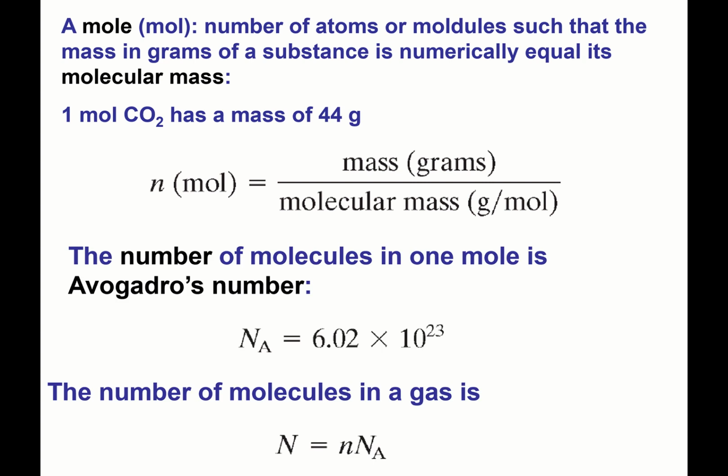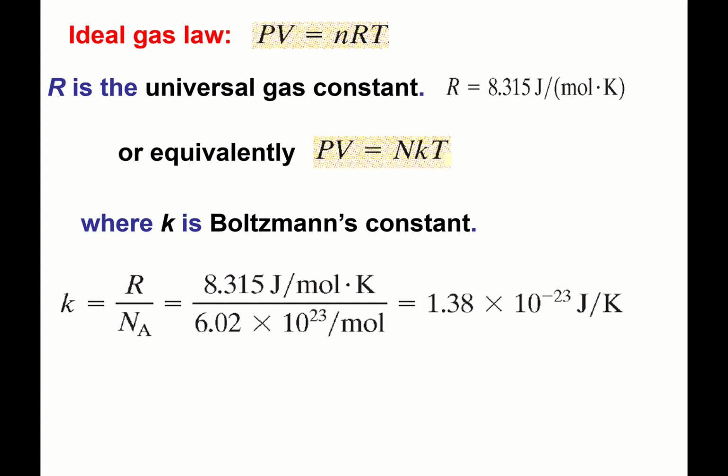The number of molecules in 1 mole is called Avogadro's number. It's a very large number. Avogadro's number is 6.02 times 10 to the 23. So if we know the number of moles, little n, the number of molecules in the gas is just going to be little n times Avogadro's number. So if we have 1 mole, we have 1 times Avogadro's number. If we've got 2 moles, we've got 2 times Avogadro's number. So the lowercase n is going to indicate the number of moles. Uppercase N is going to indicate how many atoms or molecules there are.